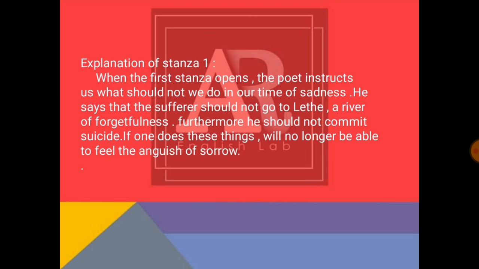Explanation of stanza 1. When the 4th stanza opens, the poet instructs us what we should not do in our time of sadness. He says that the sufferer should not go to Lethe, a river of forgetfulness. Furthermore, he should not commit suicide. If one does these things, he will no longer be able to feel the anguish of sorrow.